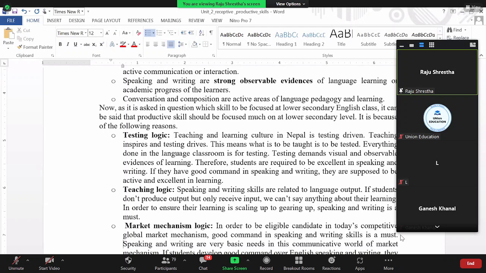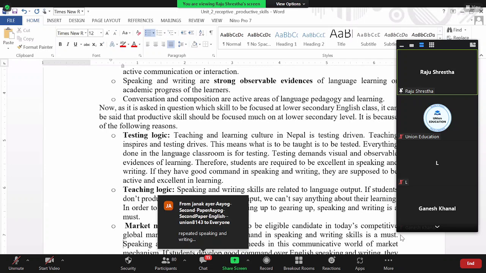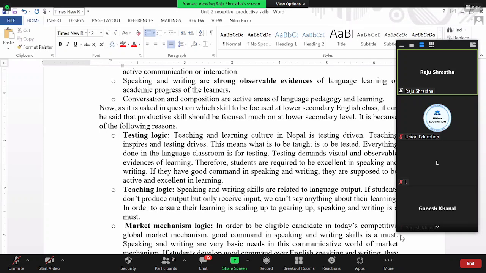Teaching logic also, when they do not produce something outside that is visible and audible, then how can we be sure that they are scaling up, their learning is gearing up, बढ्दै गएको छ, फराकिलो हुँदै गएको छ, तीव्र गतिले अगाडि बढिरहेछ भने कसरी हामीले इन्स्योर हुन सक्छौं त नि? सो फ्रम टिचिङ लजिक also productive skills are necessary.